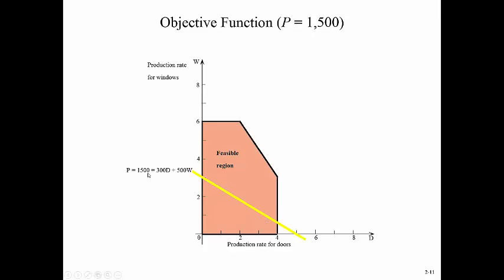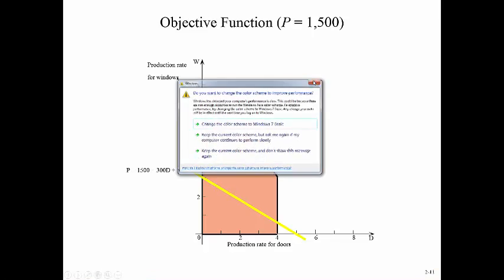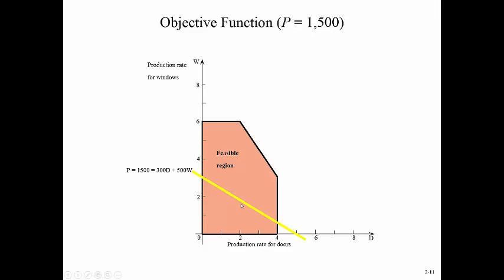So if we say, well, if we produce 300 windows and 0 doors, we'll have a total profit of $1,500. Correspondingly, if we produce down here 500 doors and 0 windows, we will get a profit of $1,500. And so, in fact, any point along this segment will deliver a total profit of $1,500. So that's what we mean. It's like an iso profit line. So again, any solution along here will deliver us $1,500 of profit.